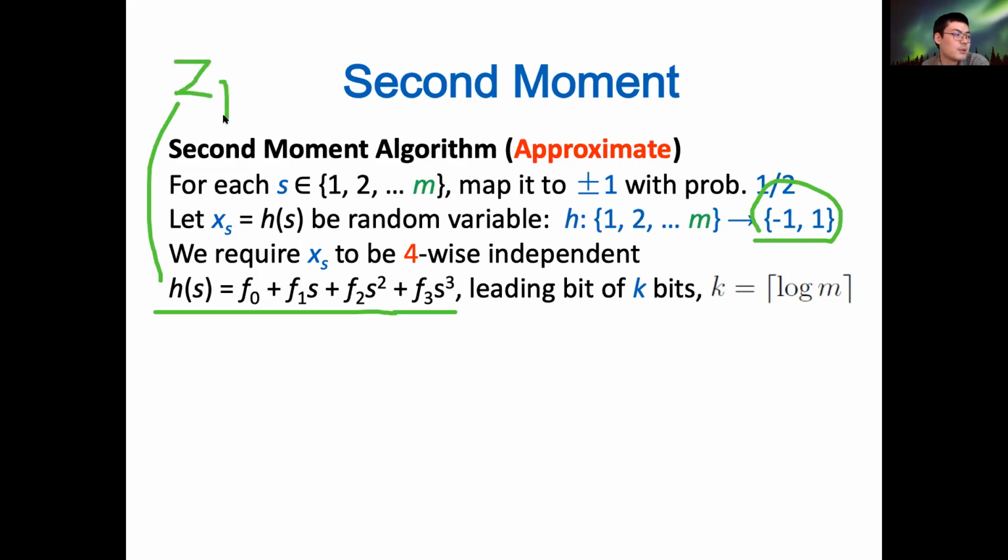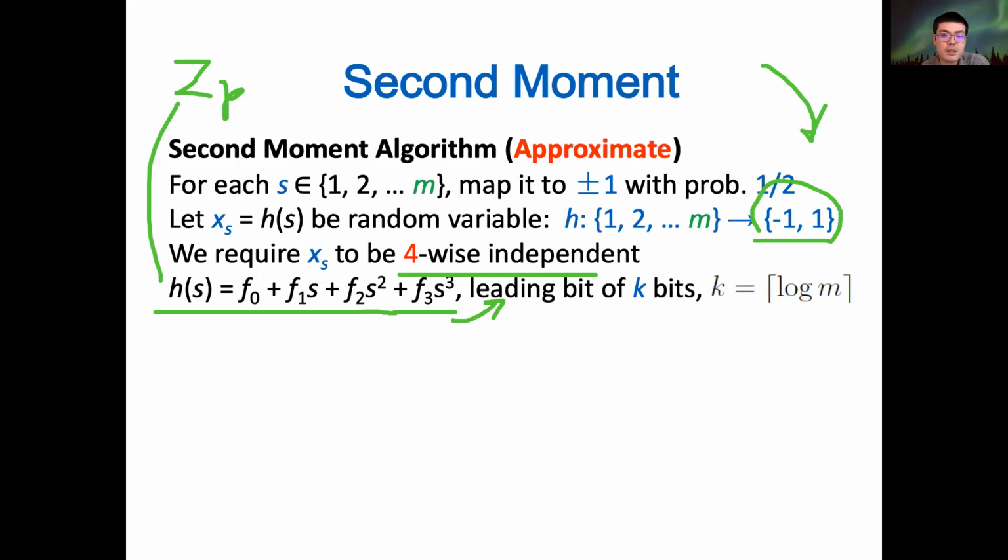For example, if your prime is 7, then you are mapping to 0, 1, all the way to 6. But here we only allow 2 values, -1 and 1. It's not the original one. So how can we know this thing itself is four-wise independent? Can we construct another hash function that can map to a new domain like this, but still satisfy four-wise independence?